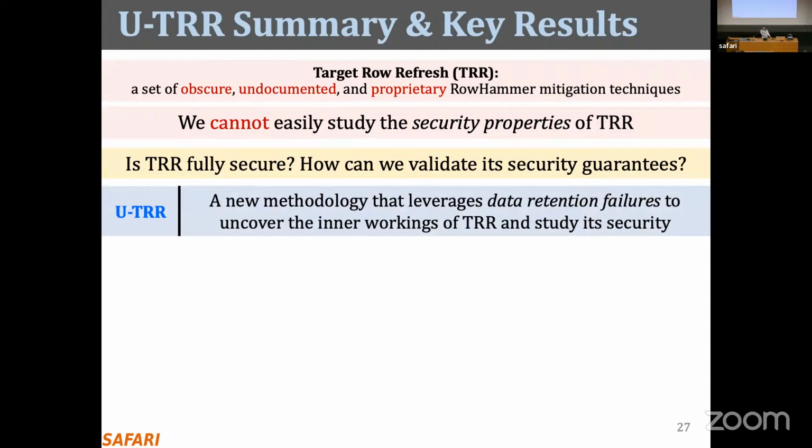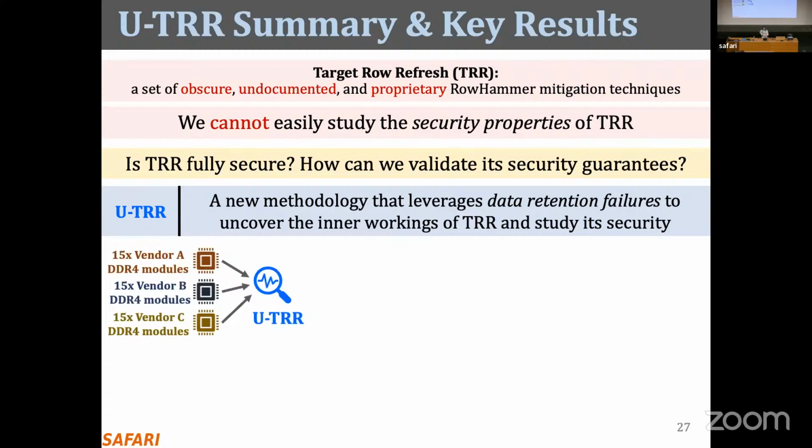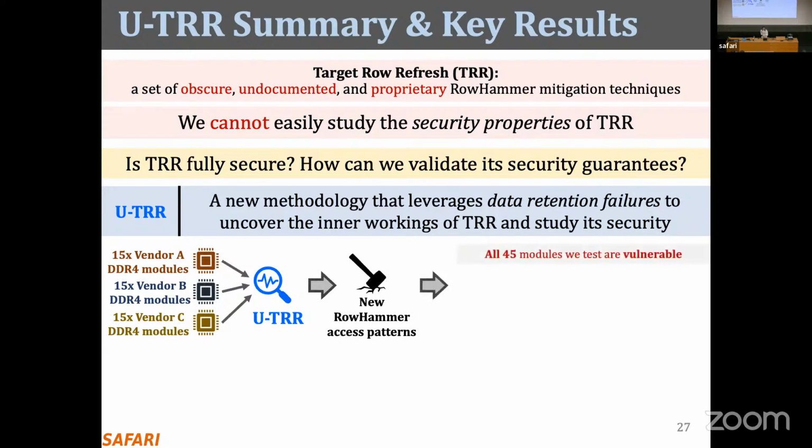UTRR proposed a new methodology that leverages data retention failures to uncover the inner workings of TRR and study its security. They looked into a lot of DRAM modules again, and a lot of new RowHammer access patterns. They observed that there are still a lot of modules vulnerable, and the majority of the DRAM rows in these modules experience at least one RowHammer bitflip.